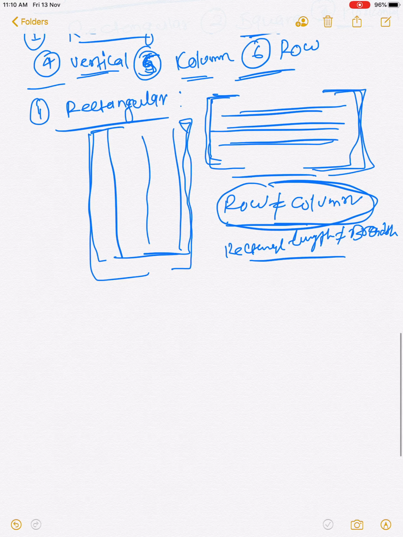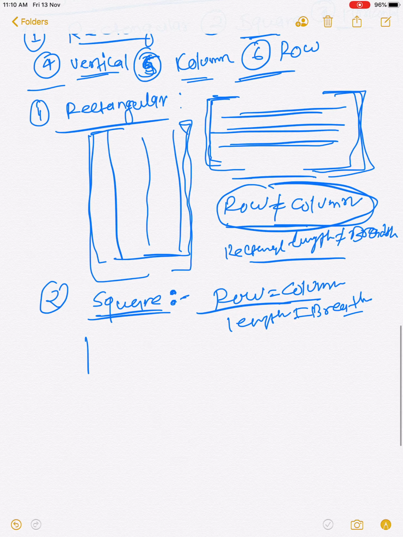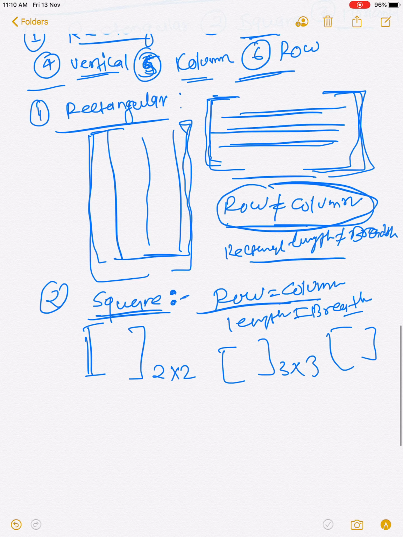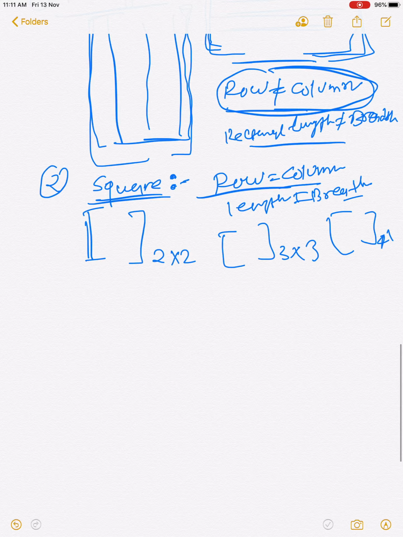Now what is a square matrix? What do we have to check? You just have to check row equal to column. Similar to the square, where length equals breadth, that is 2 by 2, 3 by 3, 4 by 4, that is row equal to column only. If you arrange the elements in that bracket, then you will see the square shape.